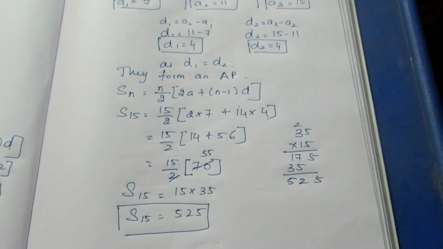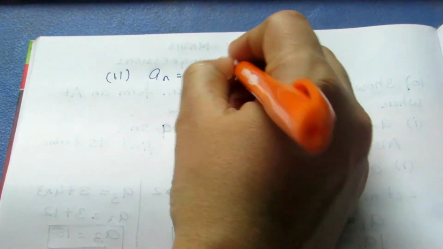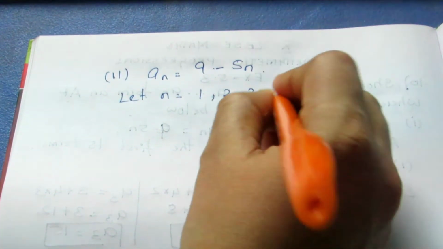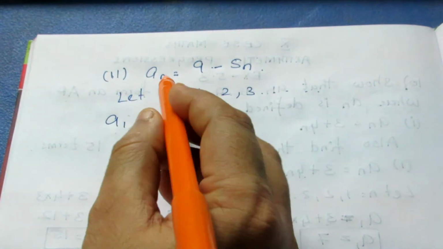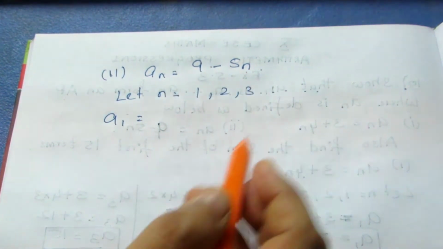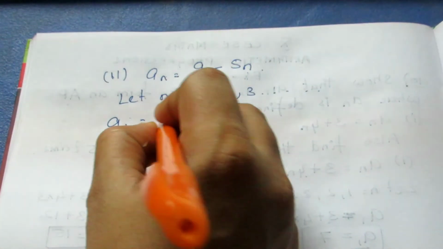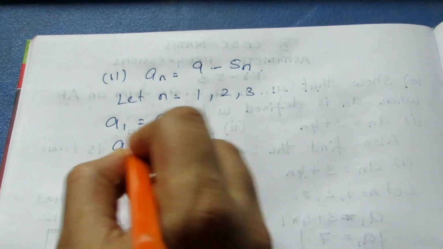We'll move on to the second subdivision. In the second subdivision, it is given that an is equal to 9 minus 5n. As before, let n equal 1, 2, 3, up to infinity. When we find a1, wherever you see n, just substitute the value 1. If I substitute 1 here, a1 equal to 9 minus 5 into 1. 5 into 1 is 5. So a1 equal to 4.